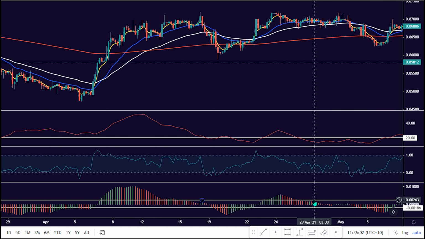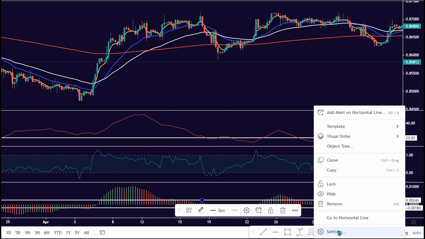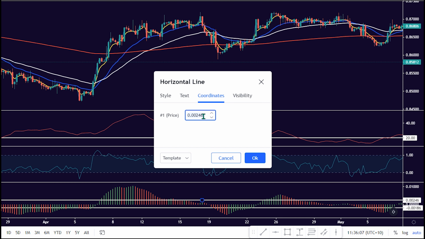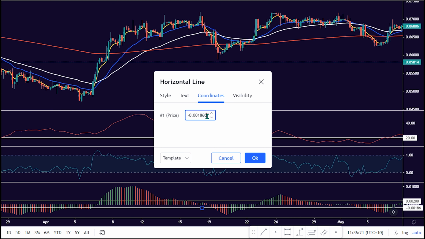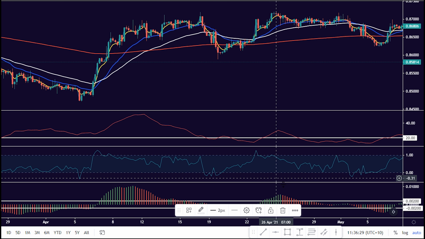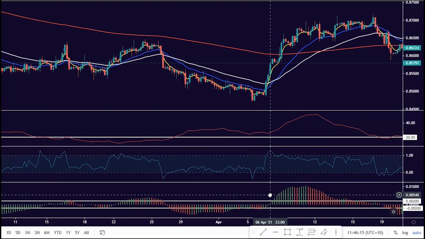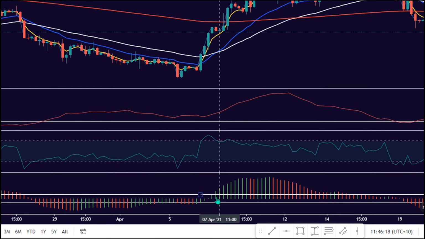We also need to tweak the coordinate values of the horizontal lines. Let's make the one at the top a positive value of plus 0.00200, and the second one at the bottom a negative value of minus 0.00200. To implement the Awesome Oscillator for a buy setup confirmation, we need to see a histogram crossover above the positive horizontal line of plus 0.00200.